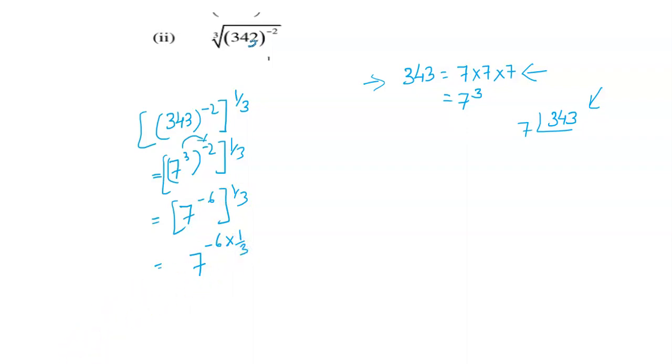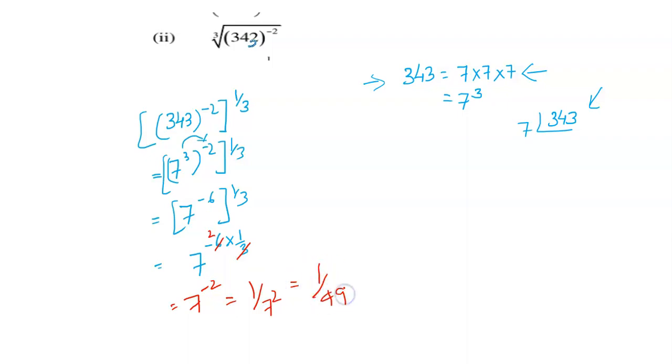So I'll change the ink of the pen so that you can differentiate. I'm cancelling this out. 3 1s are and 3 2s are. So this is equal to 7 raised to the power minus 2. Right? Very simple. Which means I can write this as 1 upon 7 square, which means 1 upon 49.